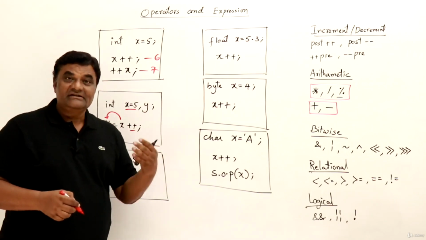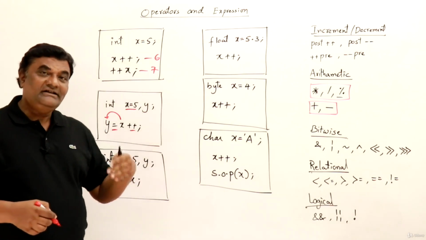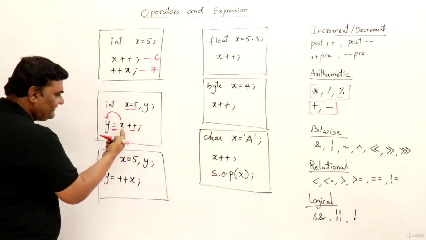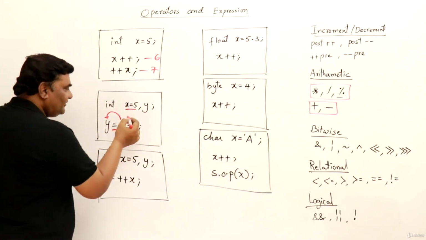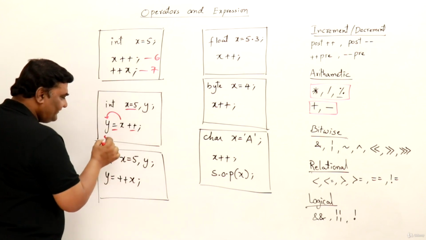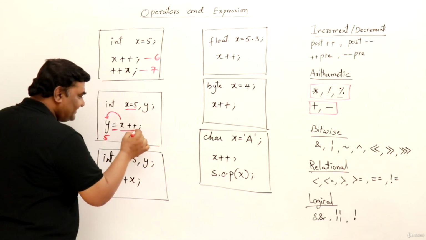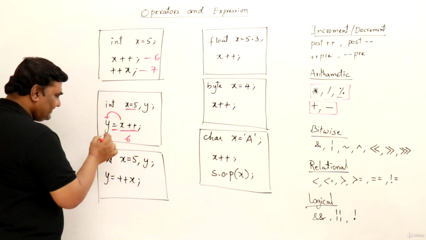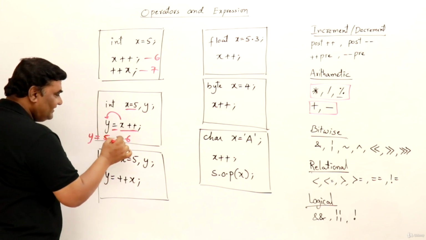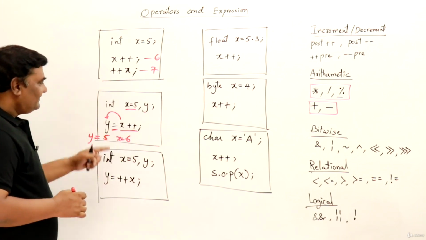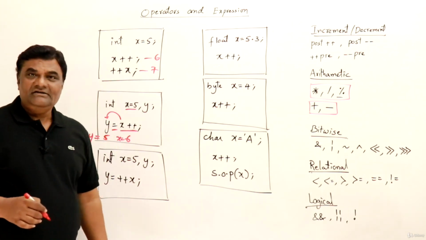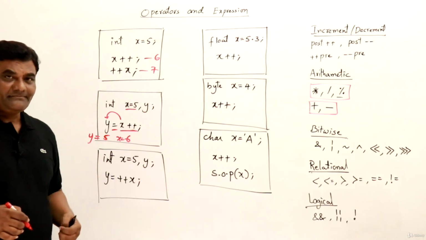That is the meaning: use the value of x, then increment x. So we are using it for assigning it to y. Right now x is 5, so y becomes 5. Then afterwards x plus plus, so x becomes 6. So the result is y is 5 and x is 6. This is the meaning of post increment, or also post decrement.